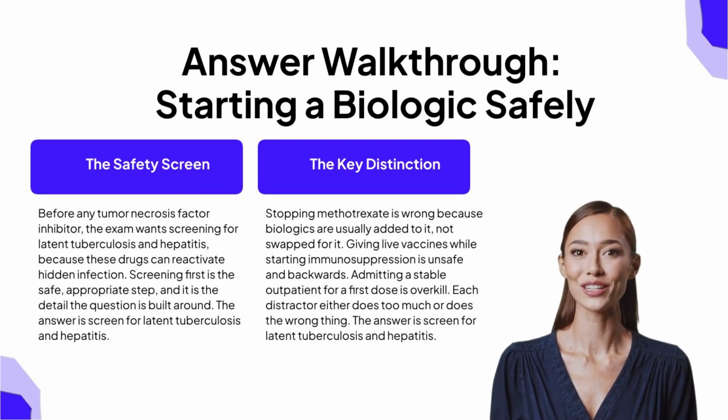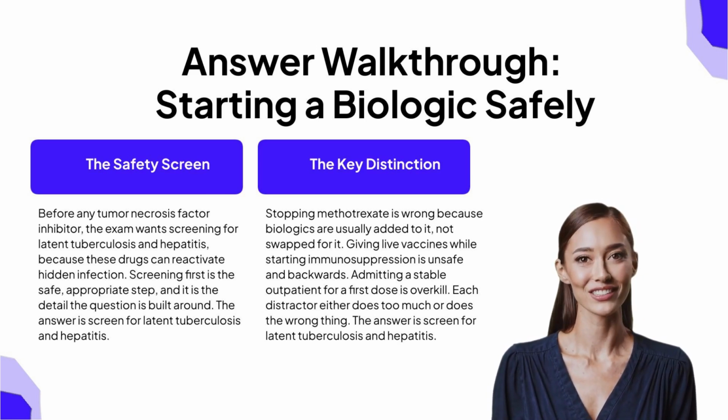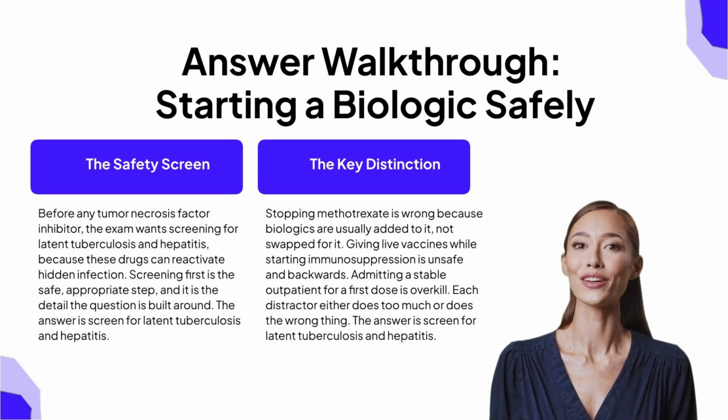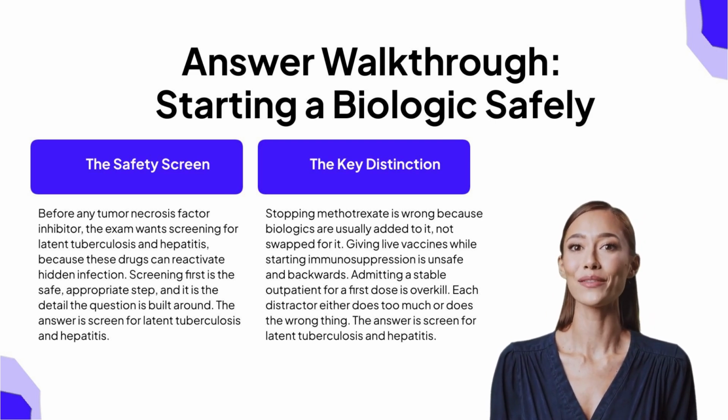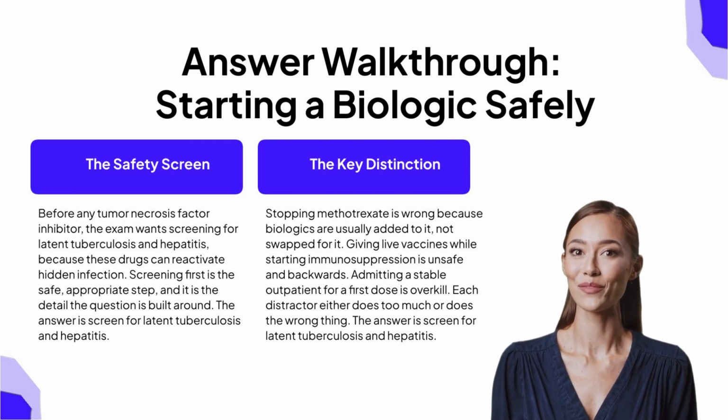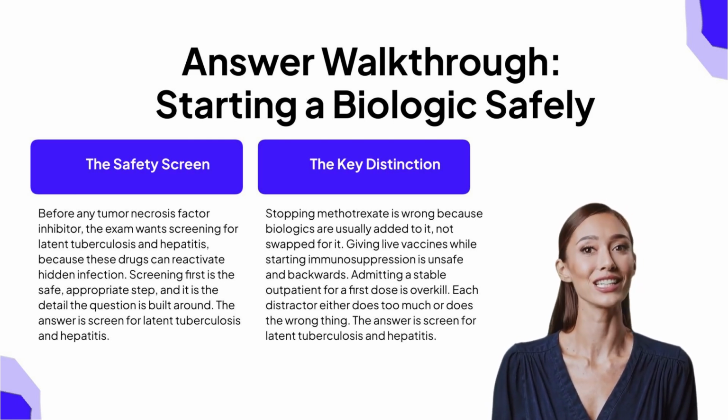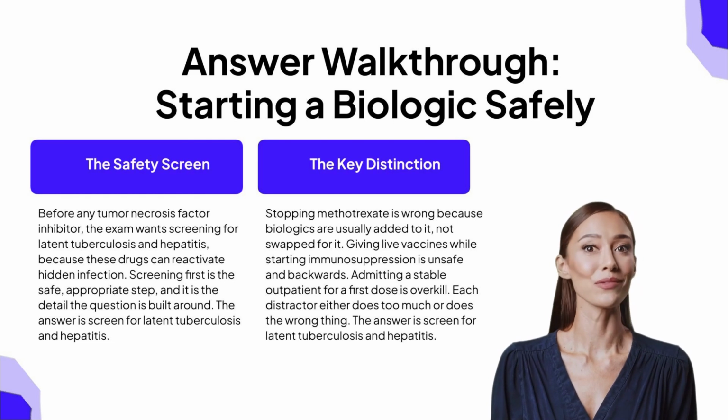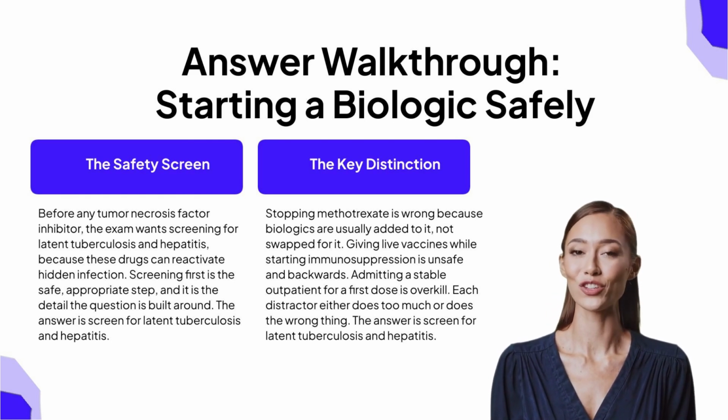First, the safety screen. Before any tumor necrosis factor inhibitor, the exam wants you to screen for latent tuberculosis and hepatitis, because these drugs can reactivate a hidden infection. Screening first is the safe and appropriate step, and it is the exact detail this question is built around. Now, the key distinction between the wrong choices.